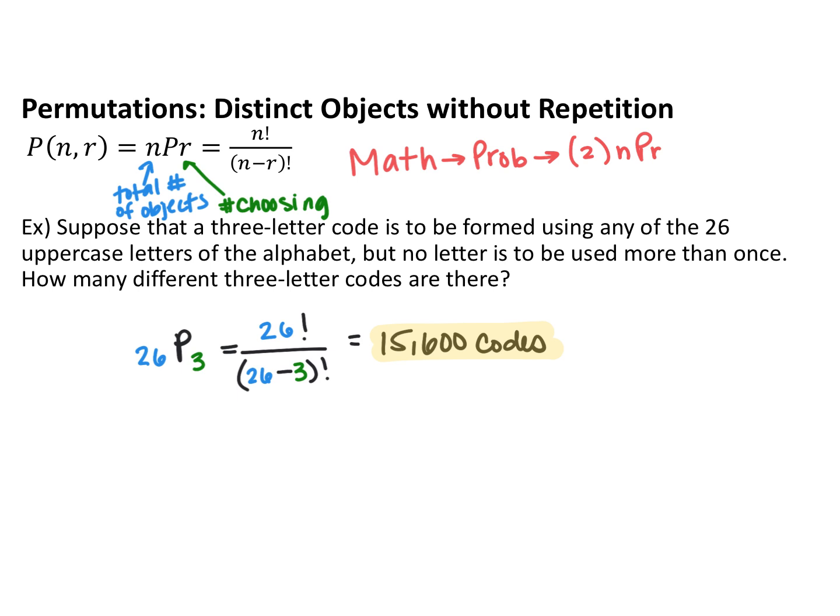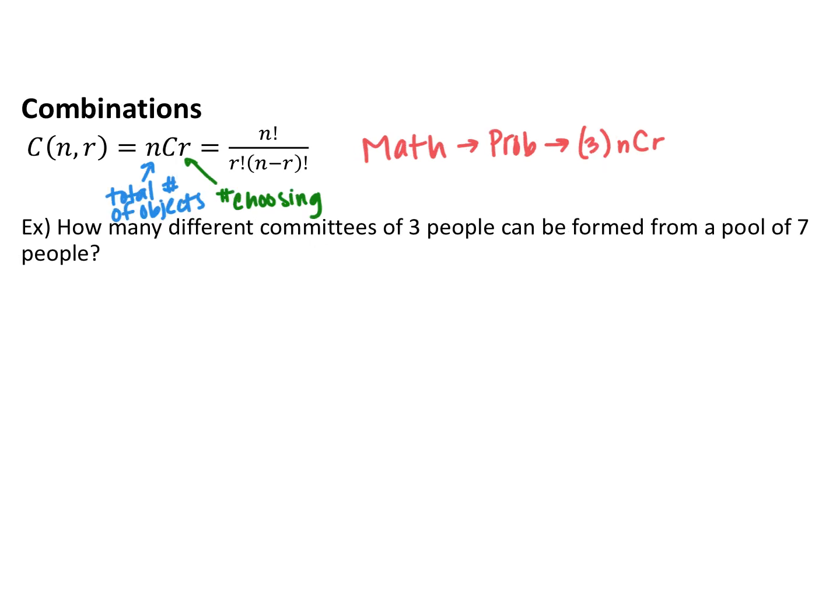The key piece of permutations is that order does matter. So again, the code ABC would be distinct from the code BCA. Whereas combinations, order doesn't matter. So for example, if you're picking a group of 3 people, it doesn't matter if it's Timmy, John, and then Sally, or if it's Sally, John, and then Timmy. That's the same group.